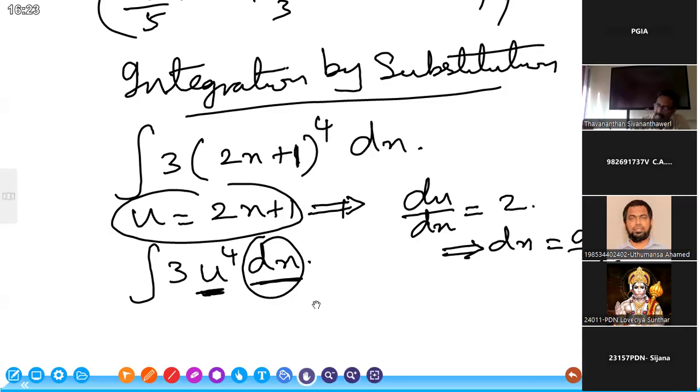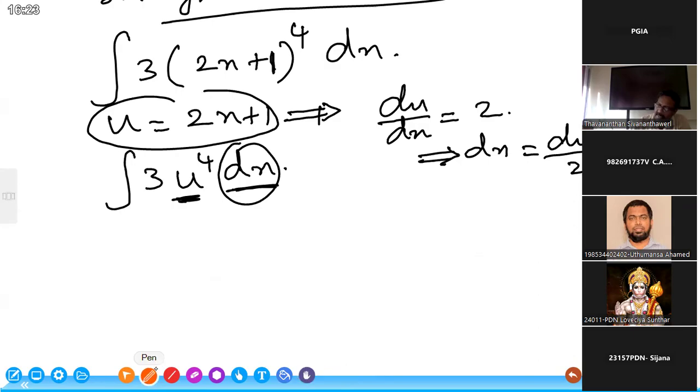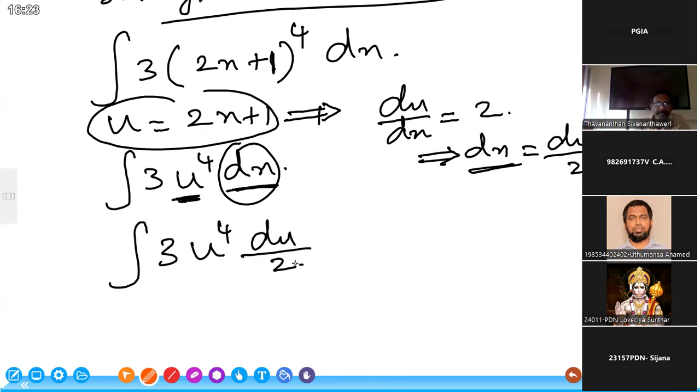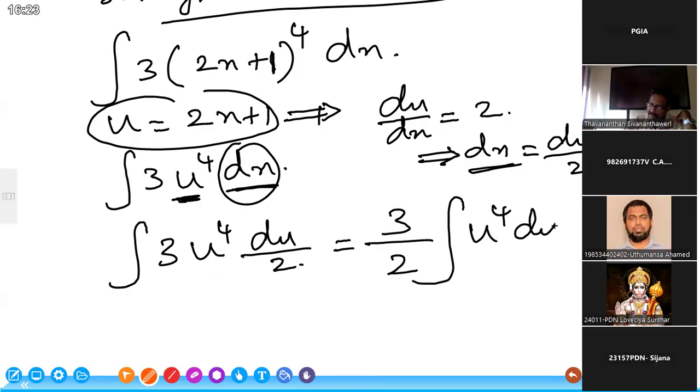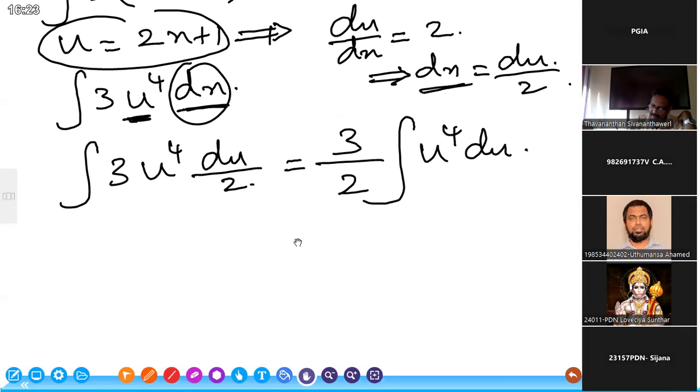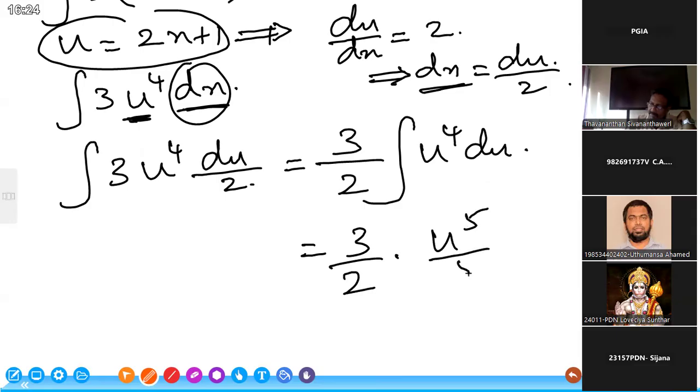Okay. Right. Now we can substitute that instead of dx, du by 2. So integration 3 into u to the power 4 du by 2. Now we can take all the constant out of the integral sign. So 3 by 2, we take out of the integral sign, u to the power 4. Now we can integrate that function. The constant remains as it is, u to the power 5 by 5 plus c.